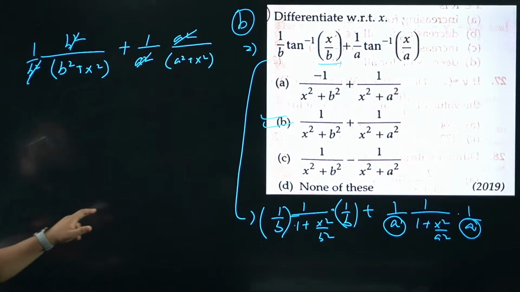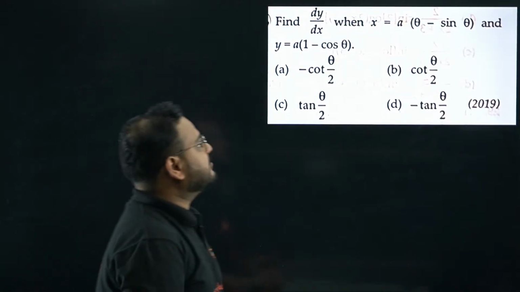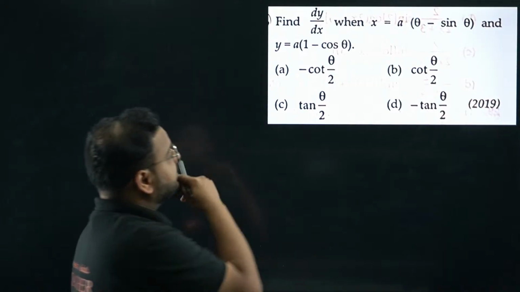This is clear? Okay. Find dy by dx when x equals a. They've given x in terms of theta.